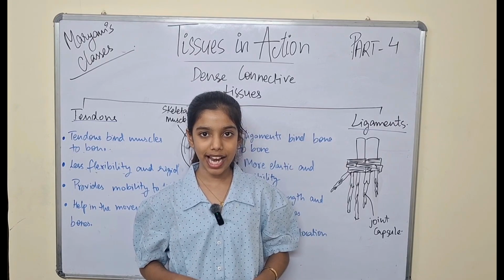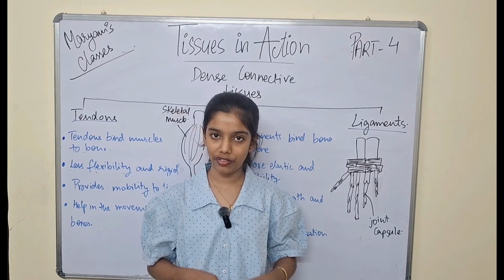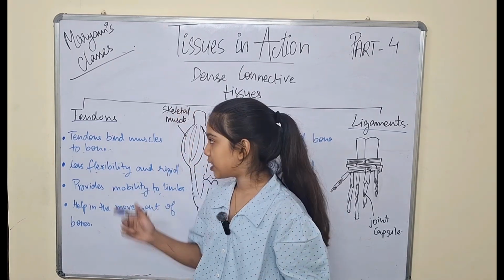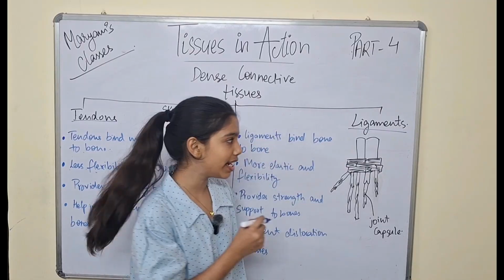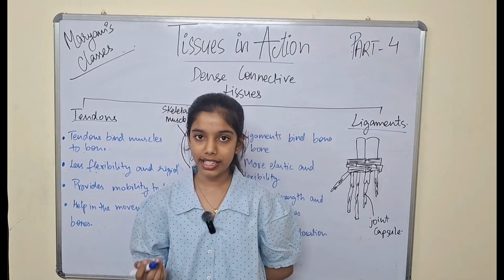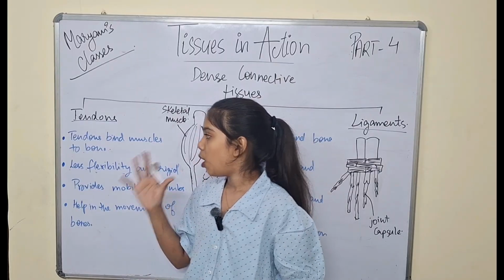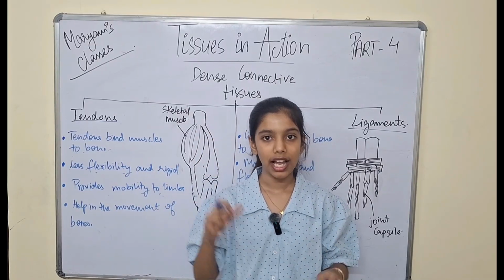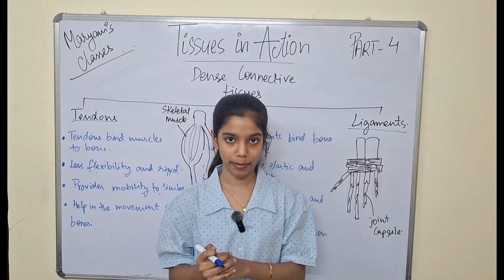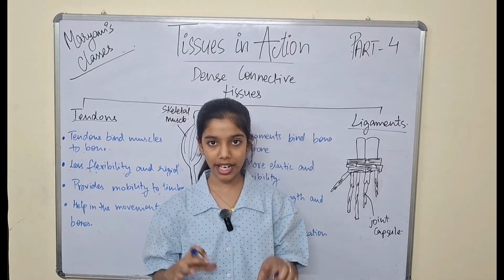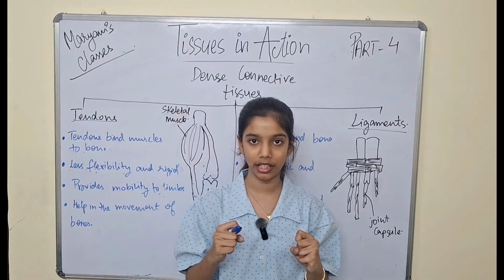Now let's understand the types of dense connective tissues. There are two types of dense connective tissues. First is tendon and second is ligament. Let's understand tendon. Tendon is a type of dense connective tissue which binds the muscles and bones together.